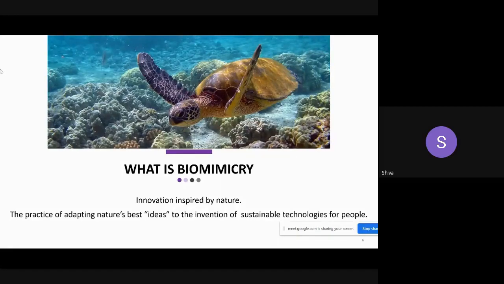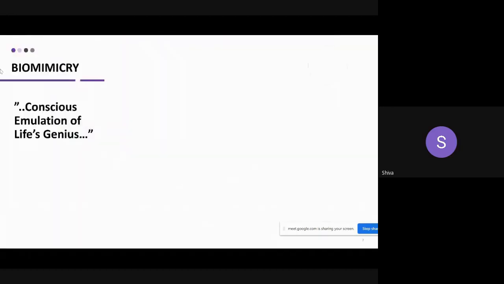So the one line that you remember, if you don't remember anything else at the end of this presentation, is: biomimicry is not learning about nature. Biomimicry is learning from nature. So don't keep admiring nature all the time. I'm not saying it's wrong. Don't keep admiring nature all the time, but it's time for us to wake up and say, what can I learn from nature? So what is biomimicry?